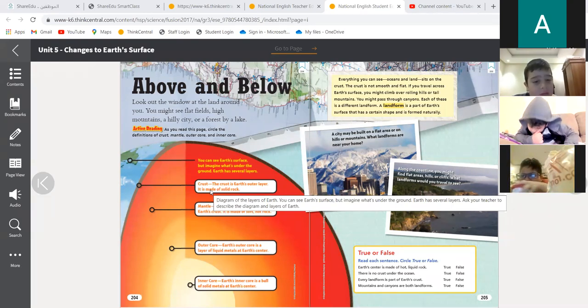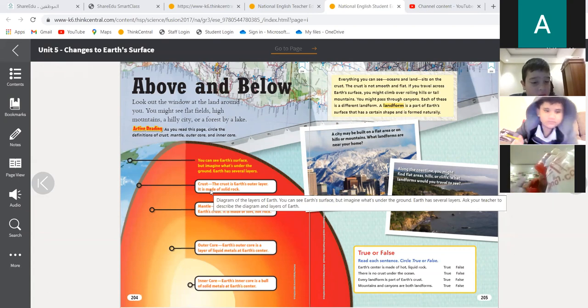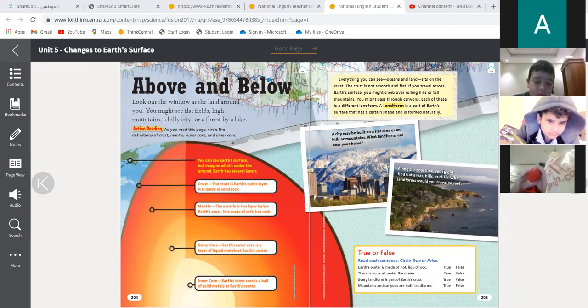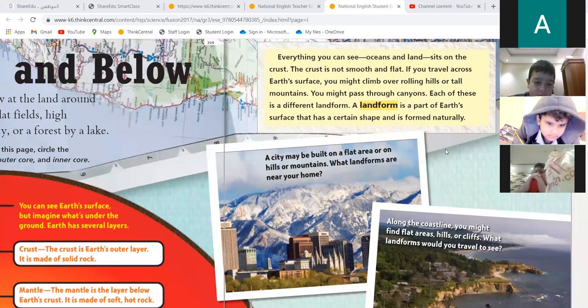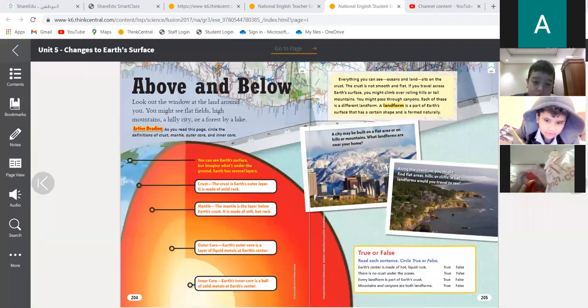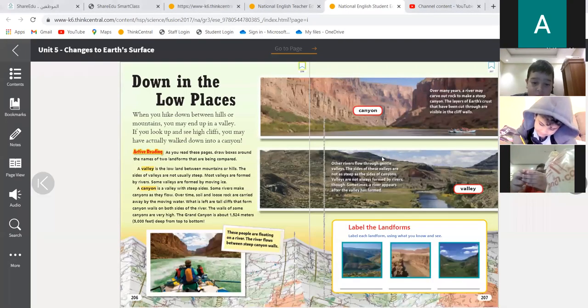Let's say the earth's surface is on the crust. And the earth's surface has so many different kinds and shapes. What do we call it if it has different shapes, kinds and sizes? Some are up high, some are down low. What do we call all these different shapes of the crust? Landforms. Excellent.